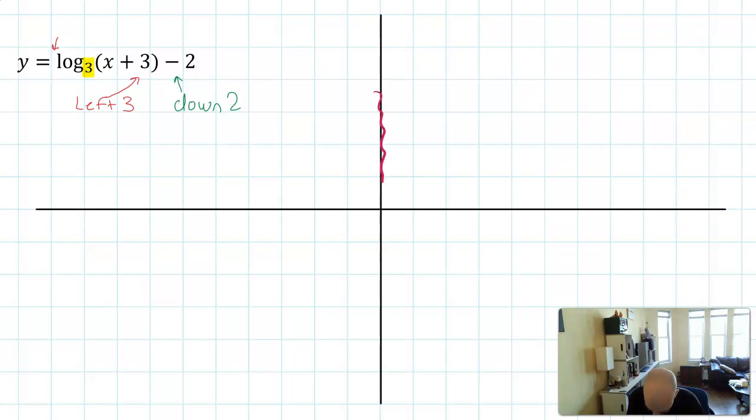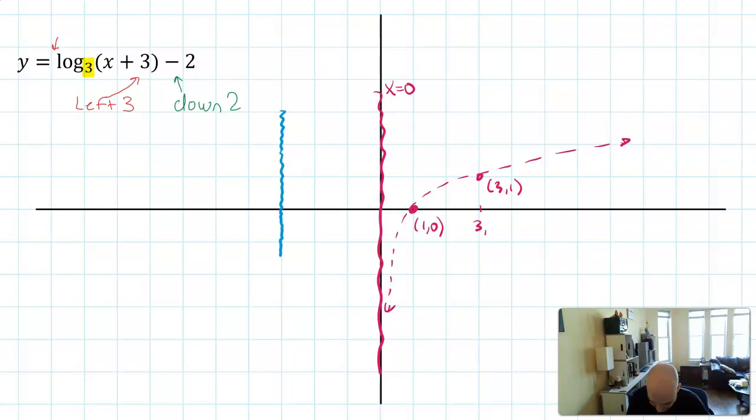So the parent graph has a vertical asymptote at x equals 0. It goes through 1, 0, I got that backwards, 1, 0, and 3, 1, because it's a base of 3. And it has that characteristic log shape with the vertical asymptote at 0. Now let's take all of these features and shift them left 3. So including the vertical asymptote, we go left 3.